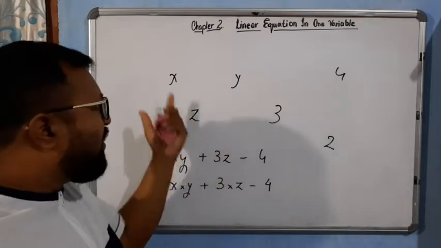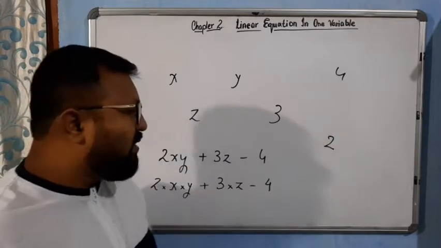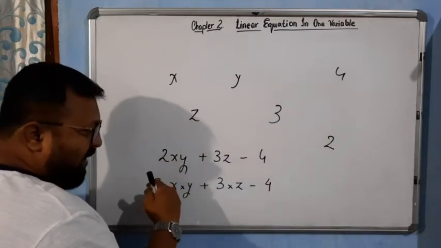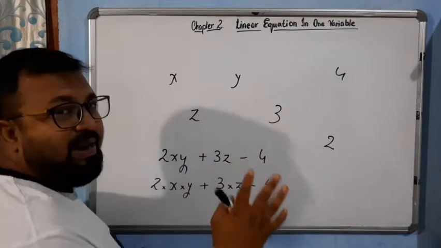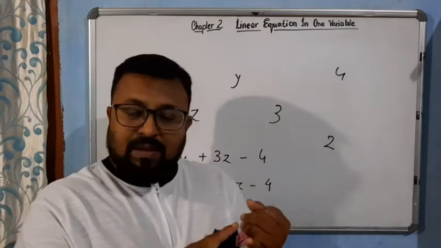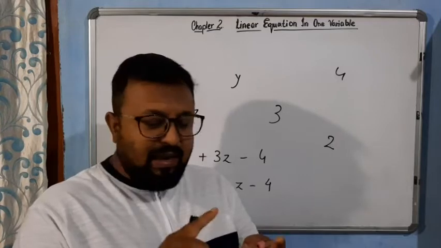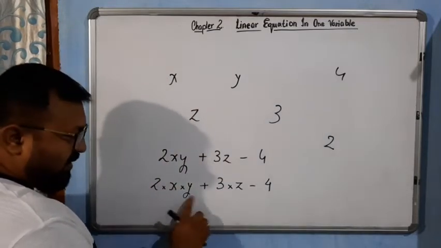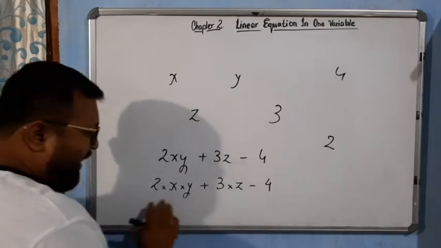So that's why these are known as variables, and these are known as constants. So it is the combination of variable and constant by using the basic four operators. The basic four operators are multiplication, division, addition, and subtraction. Right now we have used only three operators here: multiplication, addition, and subtraction. So see, it is the combination.